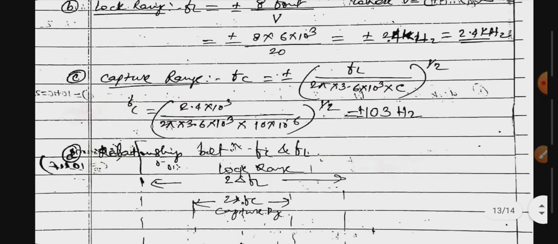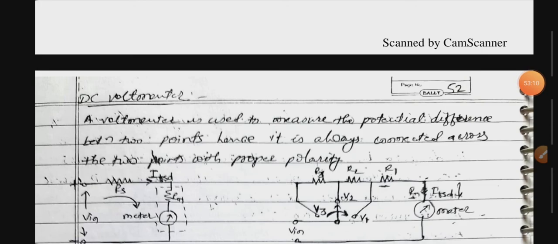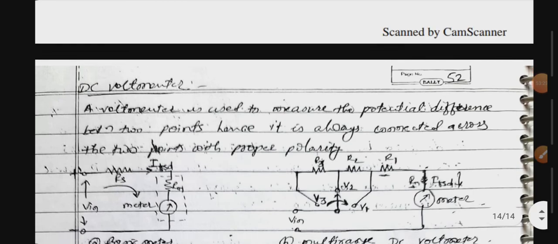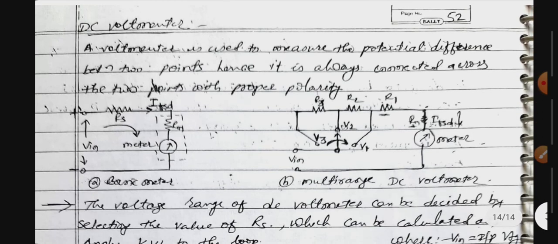Okay, now let us focus on the design of DC voltmeter. We know that voltmeter is used to measure the output voltage. Okay, so AC voltmeter and DC voltmeters are the two types of meters. Then analog meters, digital meters are also there. So voltmeter is basically used to measure the potential difference between 2 points. So voltage is always measured in parallel, whereas current is always measured in series.